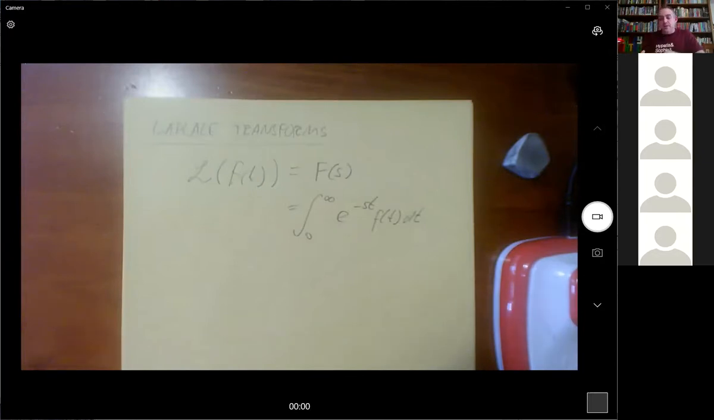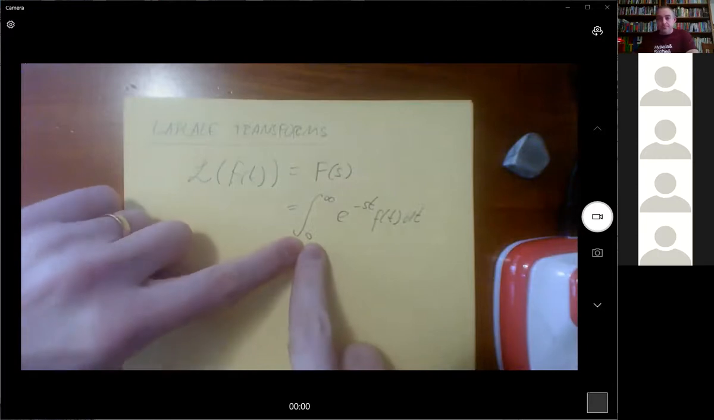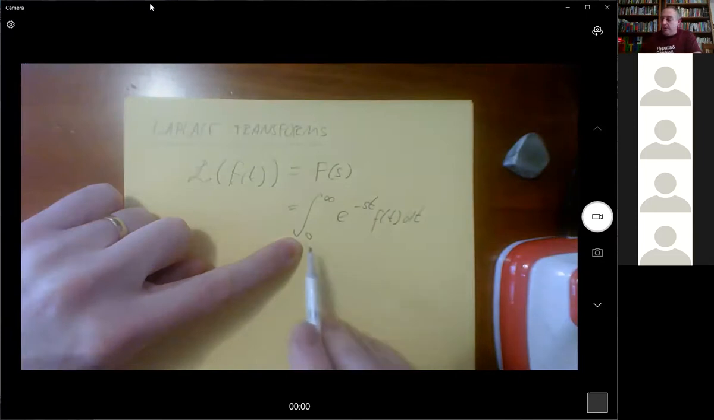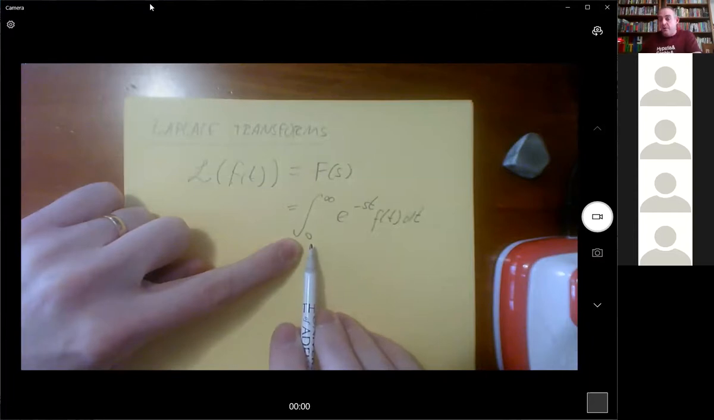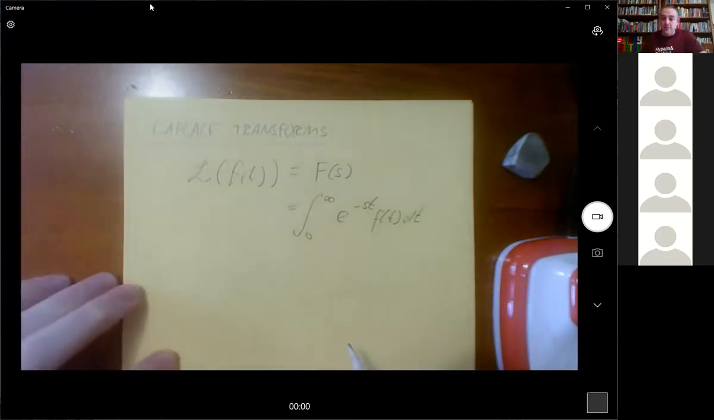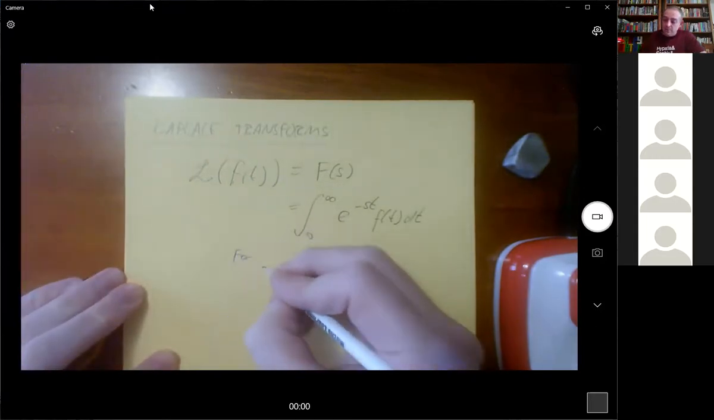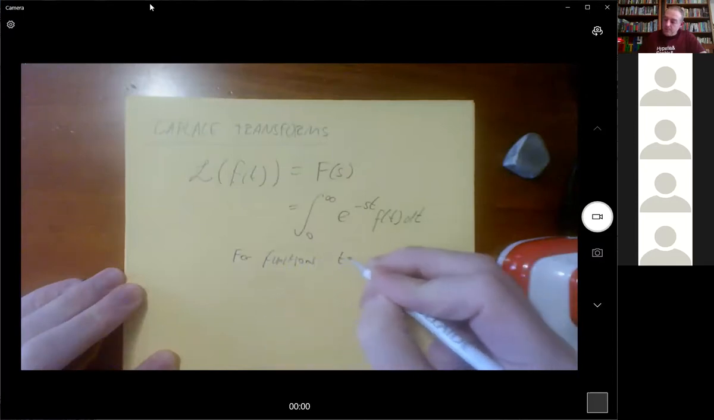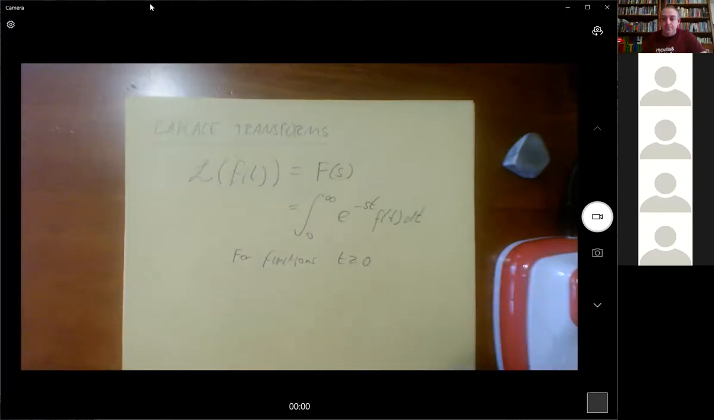One thing I notice about this is it begins at 0. I think that means the Laplace transform is specifically designed for functions that start at 0. It doesn't matter what happens before t is 0, it only matters what happens after t is 0. So it's for functions that start with t being greater than or equal to 0.